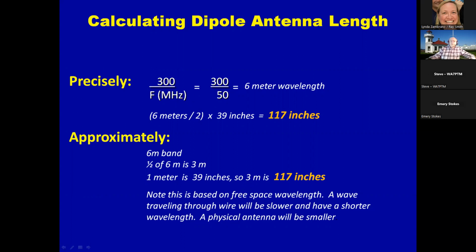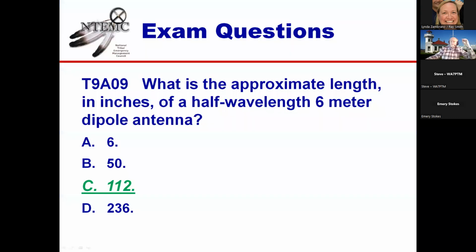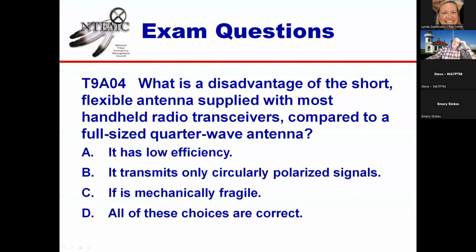So 6 meter divided by 2, because this is a half wave, not a quarter wave, times the 39 inches gives you 117 inches. And coincidentally, since we used exactly the 6 meter, the other way of doing it comes out the same. So it is going to be about 117 inches, a little bit shorter, right? So that means the only choice that's close to that is 112. It's a little bit less, but that is the right answer. Remember, it says approximate length.